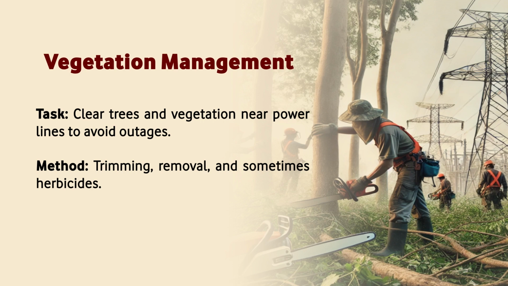Next, we will see trimming and removal. Trees that are too close to the power lines are trimmed or removed. In some cases, selective herbicides are used to prevent regrowth, though this must be done with environmental considerations in mind. Use of technology: LiDAR, that is called light detection and ranging. This technology is increasingly used to map vegetation and identify potential risks. This allows for more precise and efficient vegetation management.